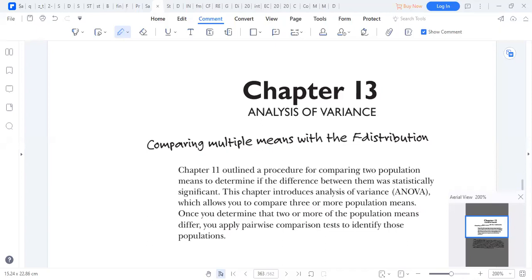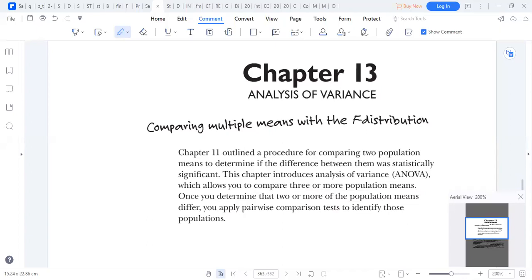So welcome to our class. We will be discussing what is called analysis of variance, ANOVA. Now, ANOVA is like hypothesis testing, except that we are looking at more than two means. That's why it's called analysis of variance.